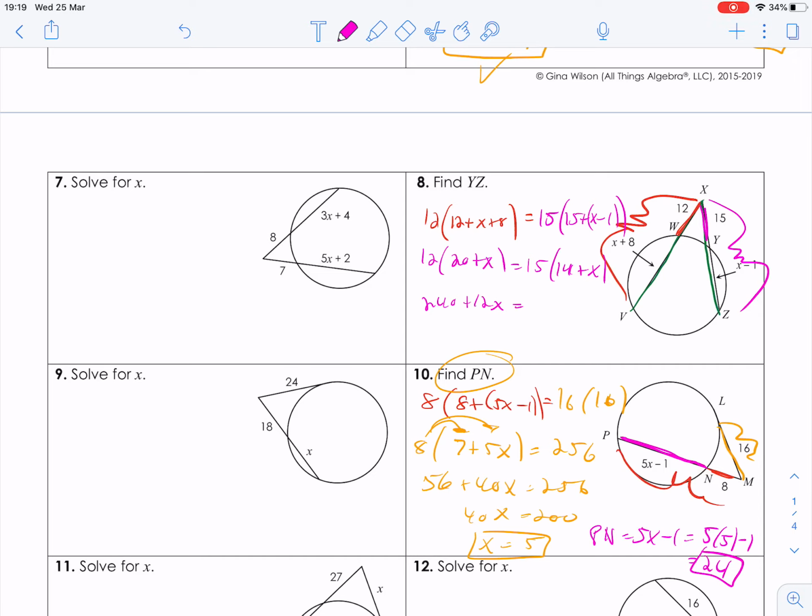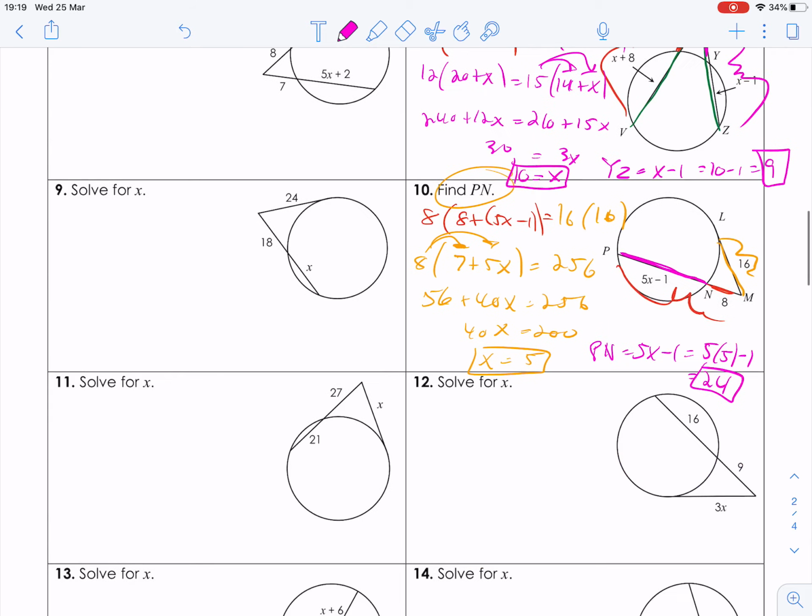15 times 14 is 210. 210 plus 15x. I just distributed. So get everything on both sides. We get 3x equals 30. X equals 10. And we're looking for yz. We know yz is equal to x minus 1. So 10 minus 1 equals 9.